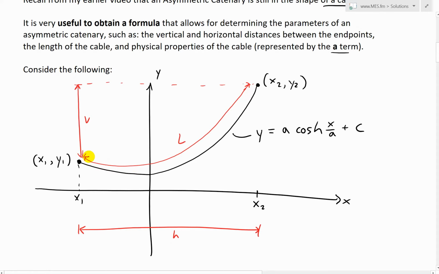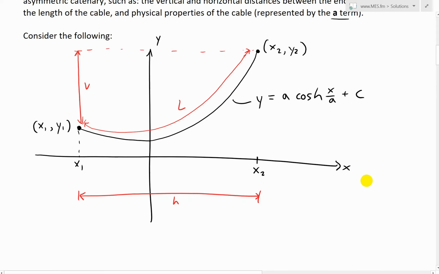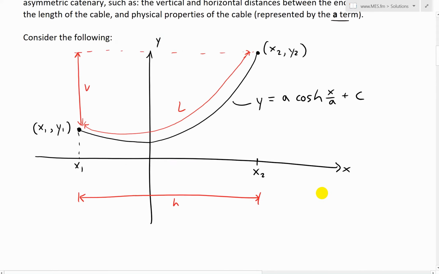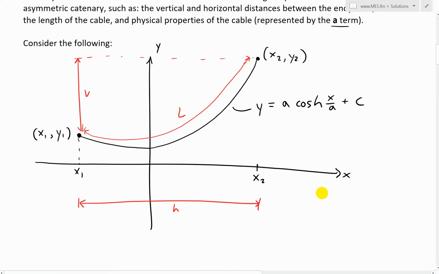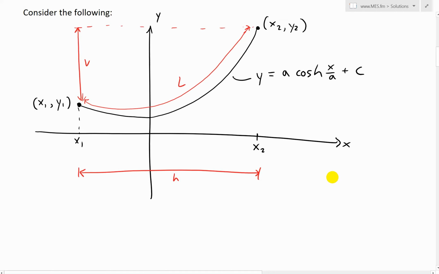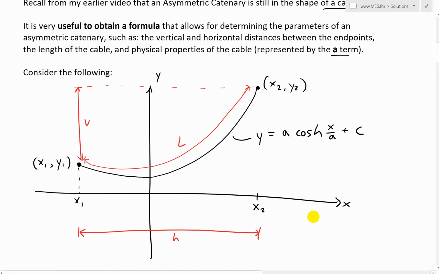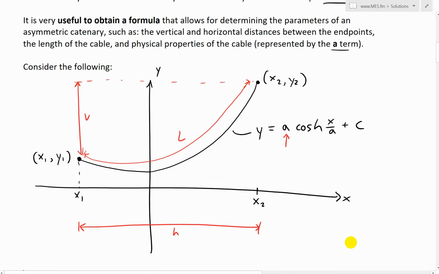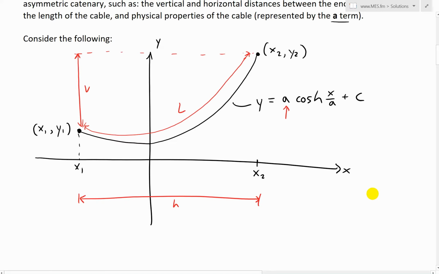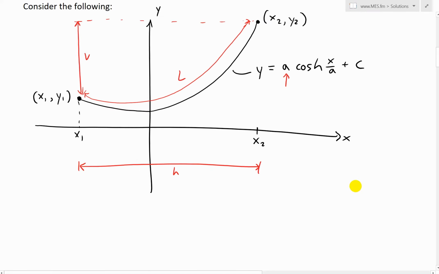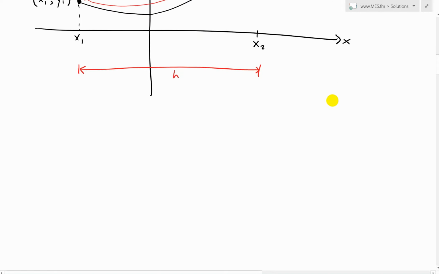That's L. So we now have three of these variables for the engineering properties, as in where you want to place the endpoints and so on, and how long the cable is. And then the physical properties of the cable, in terms of the tension and weight density, are all encompassed by this A parameter, as explained in my earlier videos. So now what we want is to determine a formula that includes all of these, just so it's easier for design and engineering and so on.